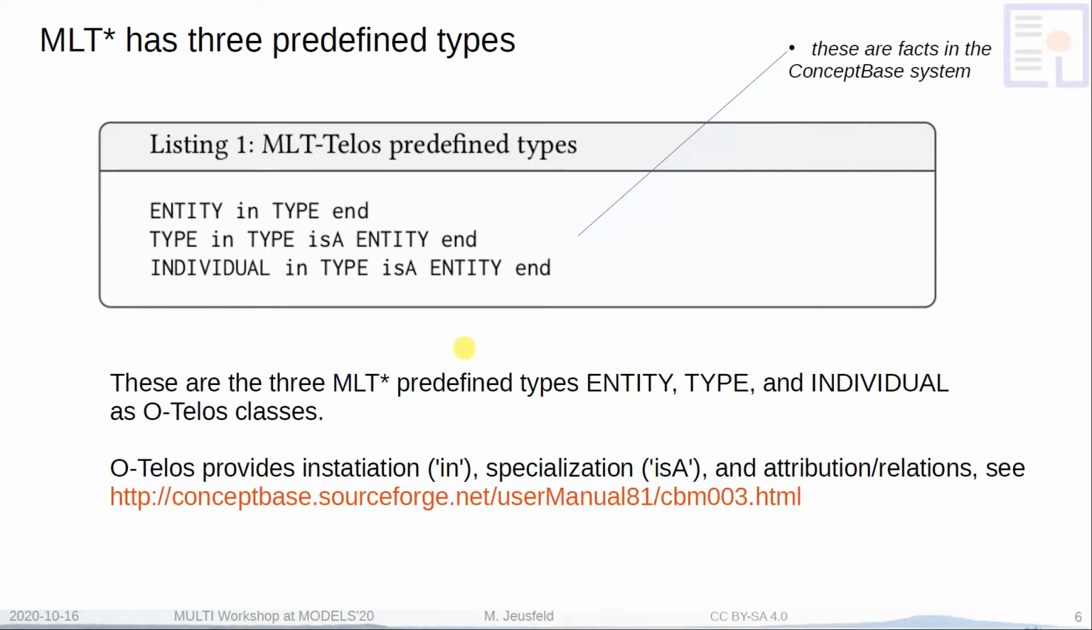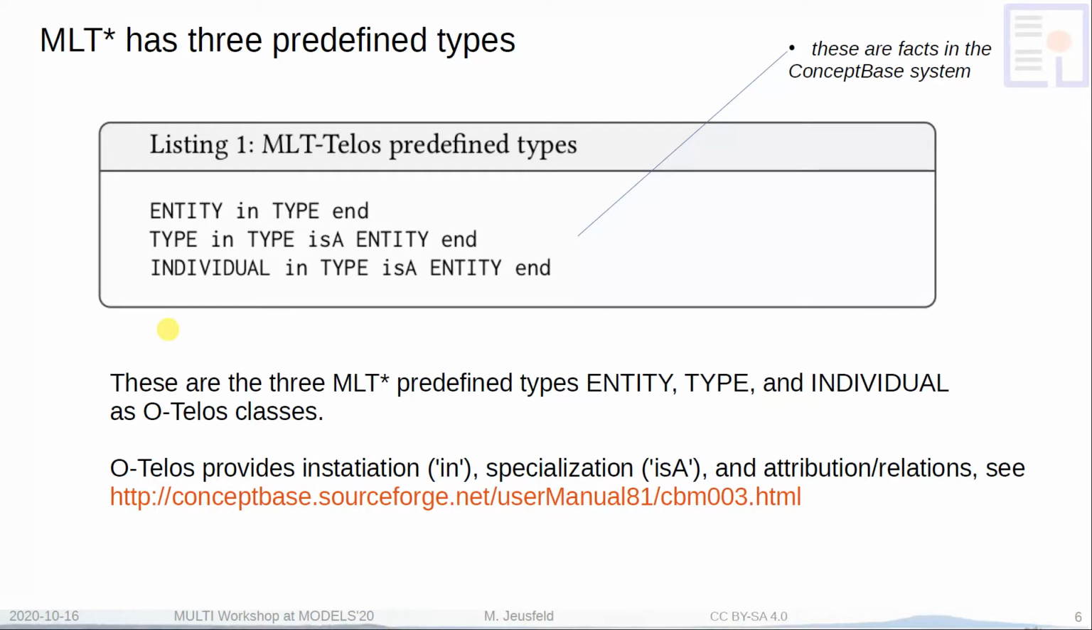Yeah, so let's see how we represent MLT star. I assume some familiarity with the ConceptBase system and the underlying language Telos. If not, then please consult the user manual, where you see the definitions of predicates for instantiation, specialization, and attribution and relations, and also quite a number of axioms that are related to these object-oriented abstractions. So the first step is to define the predefined types of MLT-Telos.